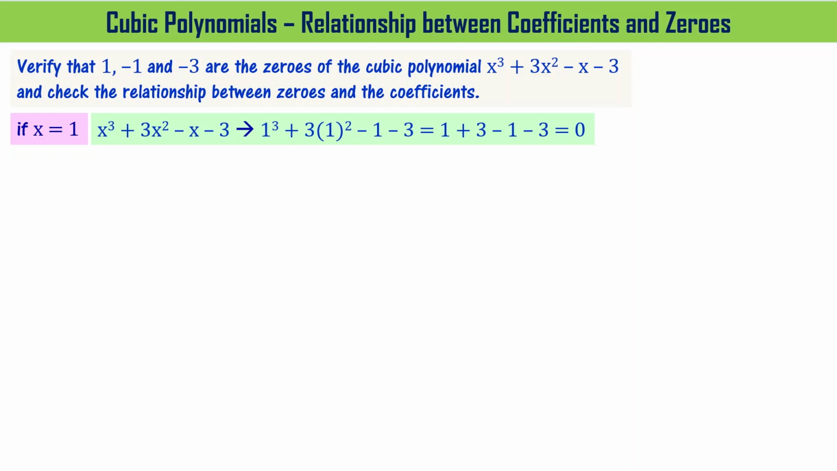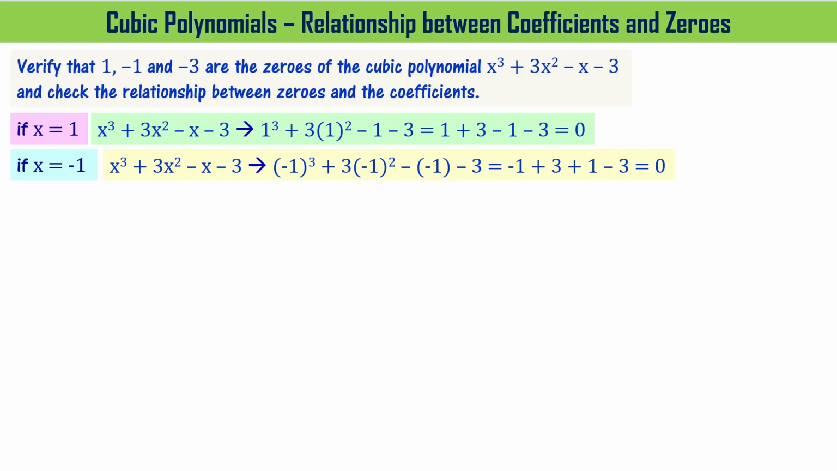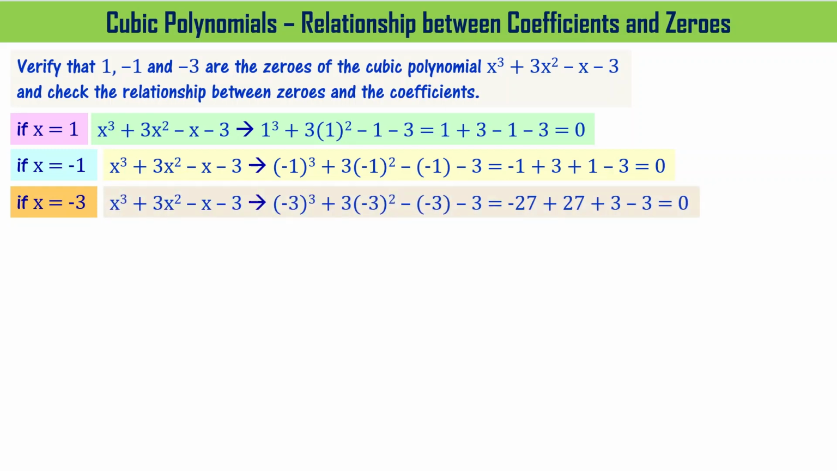Similarly, let's check whether x equal to minus 1 is a zero of the given cubic polynomial or not. For that, what we do is we substitute x equal to minus 1 into the given expression, and when you simplify it, you get 0 again. It means x equal to minus 1 is also a zero of given cubic polynomial. Let's check what happens with minus 3. When you substitute x equal to minus 3, you again get 0 as the answer.